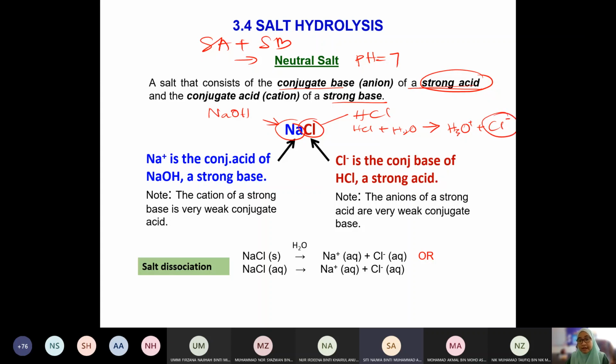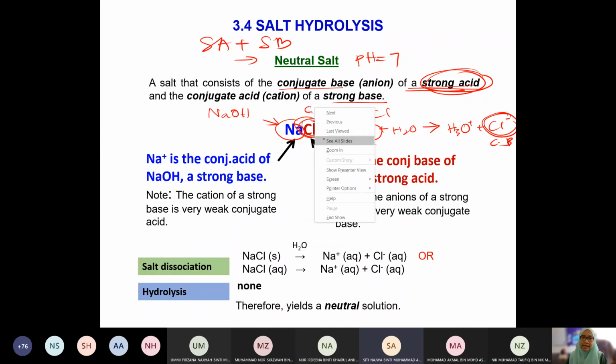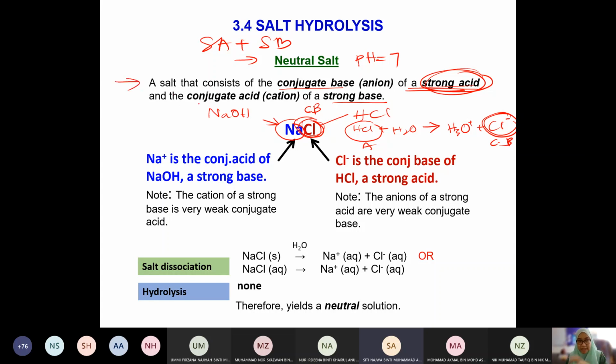So this is the acid, and this is the conjugate base. That's why it is mentioned here: a salt that consists of the conjugate base from the strong acid. So Cl comes from HCl, from a strong acid, and this Cl is also known as the conjugate base of a strong acid. That is what it meant by this statement there.